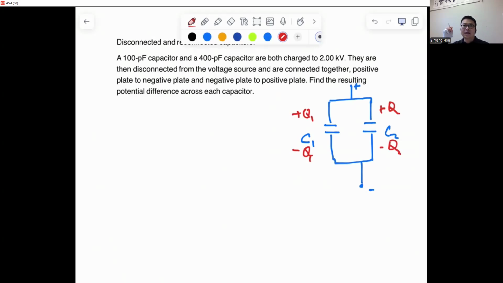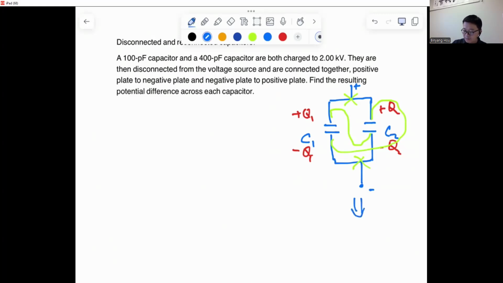So now it says what happens next is you actually disconnect both of them from the source, and then you're connecting the top plate of 1 to the bottom plate of 2, and then the top plate of 2 to the bottom plate of 1. Okay, so kind of like that, but it's a little bit messy there. So let's just reorganize things.